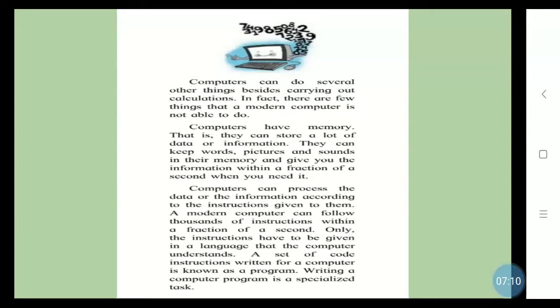Now, a set of code instructions written for a computer is known as a program. Now, what is a program? It is a set of code or instructions which are written for a computer in a specific language, and this is called a program. Writing a computer program is a specialized task. Everyone cannot write a computer program. It is a specialized task done by people who are trained for it.